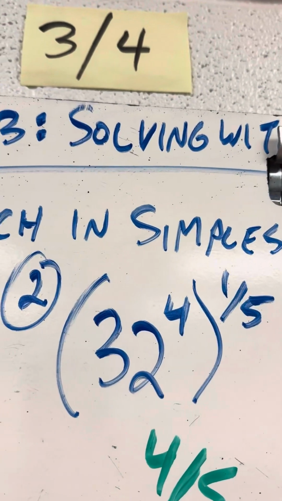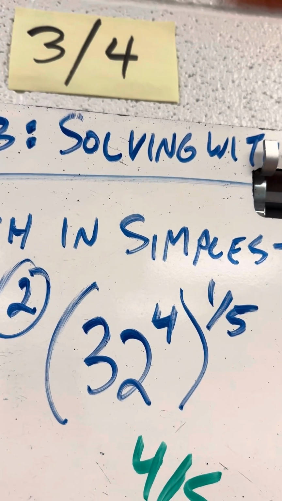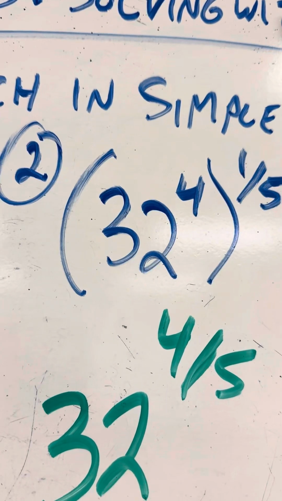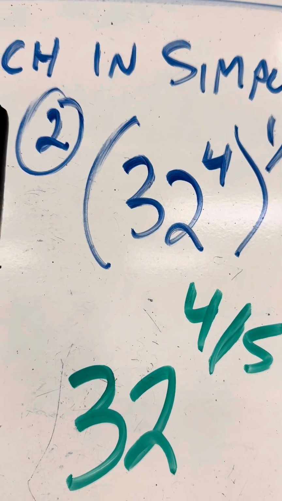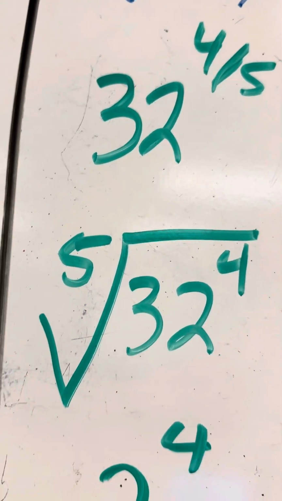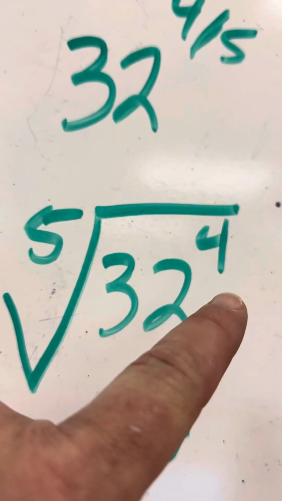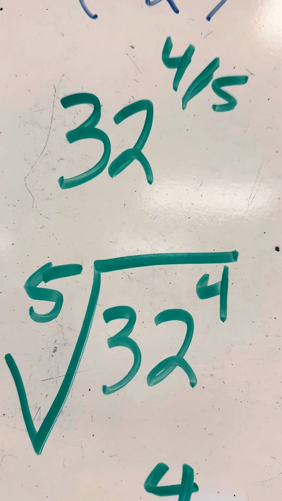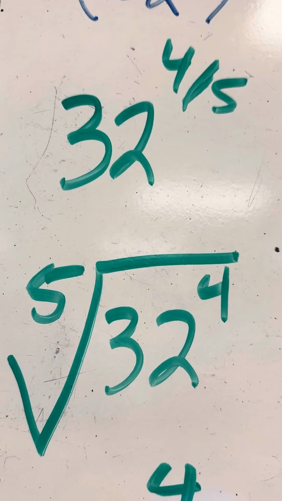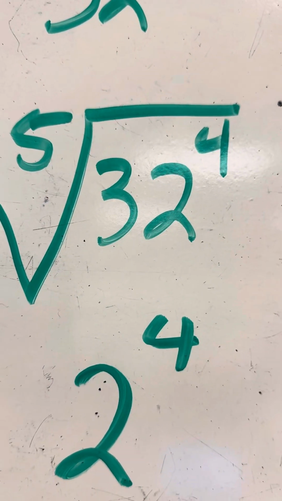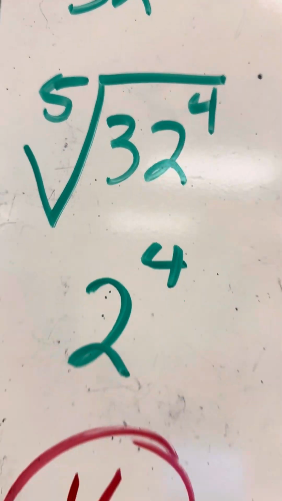Over here, 32 to the 4th to the 1/5 is going to be 32 to the 4/5. 5 goes in the root, and the 4 goes there. So what is the 5th root of 32? 2. And what's 2 to the 4th power? 16.